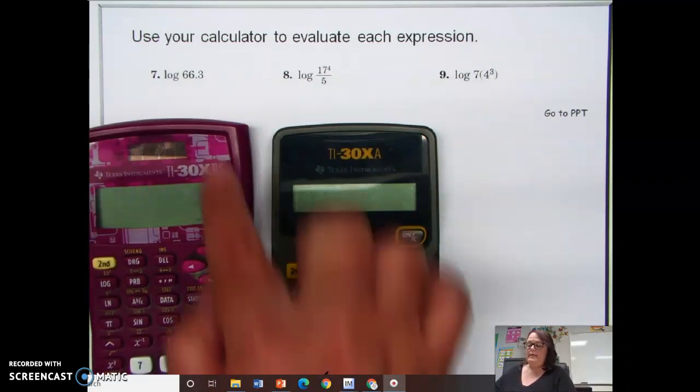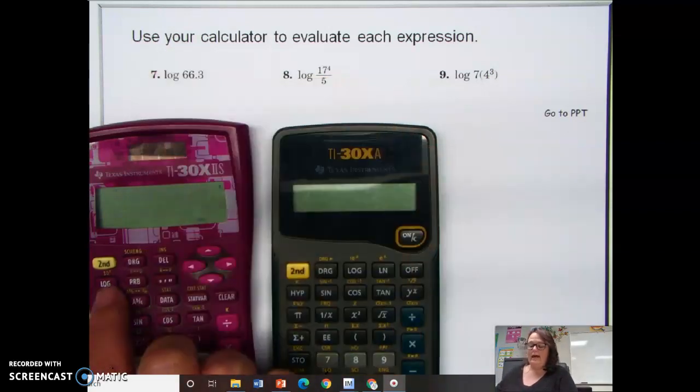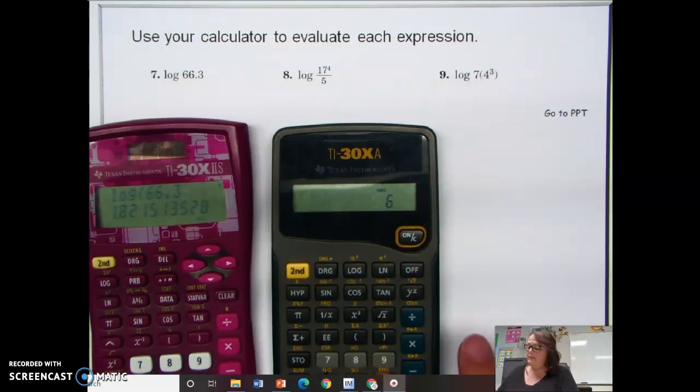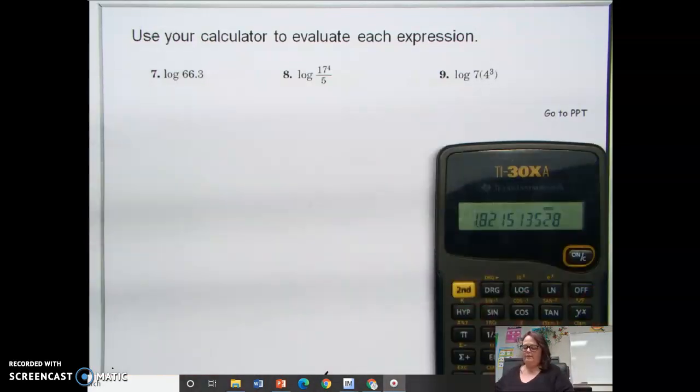If you have a forward-thinking calculator and you're looking for the log of 66.3, you're going to do exactly that. Press the LOG button, 66.3, and then press equals. If you have a backwards thinking calculator, then you're going to type in the 66.3 first and then press the LOG button. Notice in both cases, we got 1.8215.